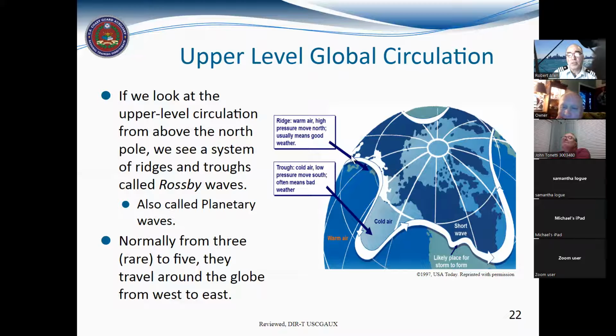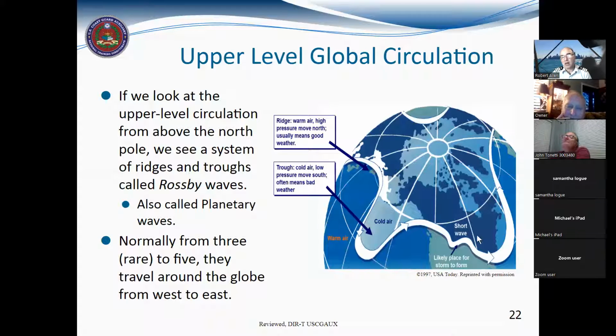So here you see a ridge. Remember we told you that ridges are convex towards the North Pole. So a ridge means warm air, high pressure, moving to the north, and that usually means better weather, versus a trough right here, just like a feeding trough for horses or cows or pigs. It's like a U-shaped affair. A trough indicates that there's cold air and low pressure and it's trying to move south, and it often means bad weather.